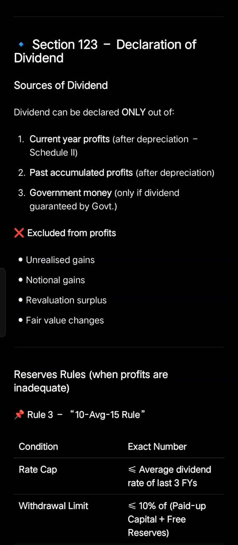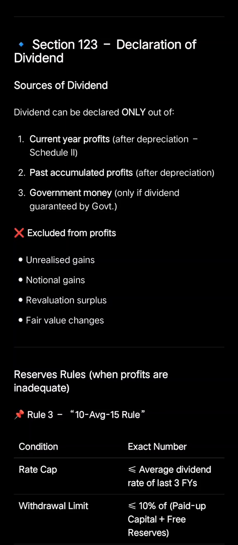Chapter 8 of the Companies Act deals with declaration and payment of dividend. There are only 5 sections in this chapter, so it won't take much time. From section 123 to section 127, these 5 sections come under chapter 8 of the Companies Act 2013. Let's see one section at a time.